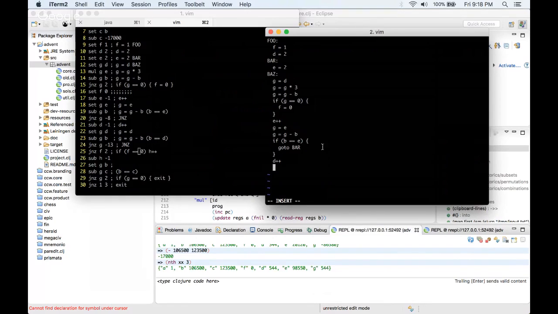Okay. G equals D, G equals G minus B. If B is equal to D, on 0, go to Baz. So if you set this to be this, and then you do a jump on non-0, that would be this actually.